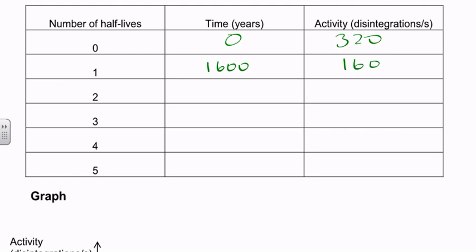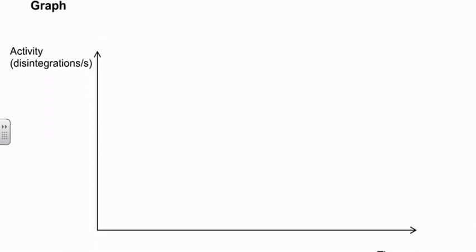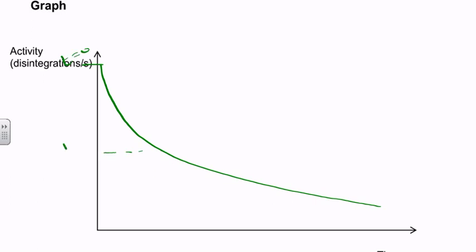160 disintegrations per second. Then the next half-life, 3,200 years, and it will halve again, so you get down to 80, then you go 40, 20, 10, and so on. And what you'll find will be a curve that you should plot. And so there's your original time equals 0, and you'll find that there will be some sort of half-life where it's got down to half the amount. And this is the time here.